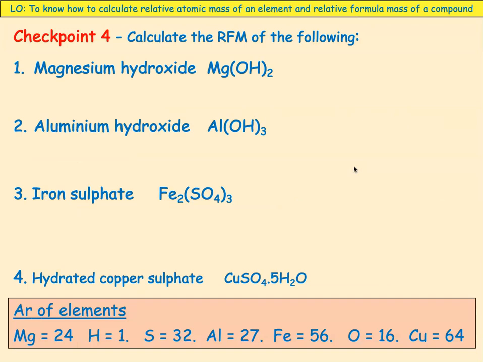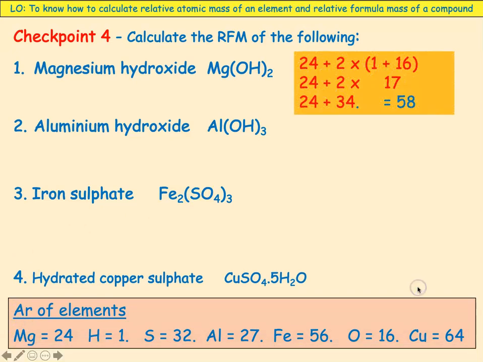Okay, so what I want us to do now is have a little practice with that. This is going to be a little bit more difficult, but don't forget we are doing the mass inside the bracket, then we multiply by the number outside the bracket, and then finally add on the metal at the beginning. Pause the video now and come back when you have the answers to these relative formula masses. Okay, so let's try and go through them.